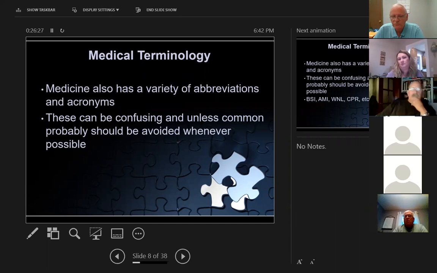For example, we used to use DIB a lot, which meant difficulty in breathing to us. To somebody else, it might mean dead in bed, meaning they're not doing CPR, you know? So there's things like that. There are some very common ones that we can't avoid. It's like a 10 code. Everybody knows what 10-4 means. It means we acknowledge, I'm okay, right? But what does 10-17 mean?